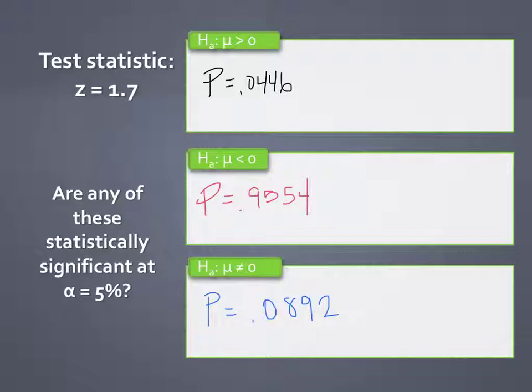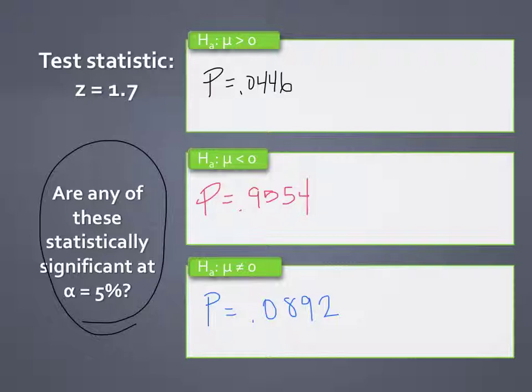Let's go back to the calculations we did earlier just to wrap this up. We had a test statistic of 1.7. We have in our first scenario an alternative hypothesis that our mean is in the greater than direction. We found our p-value using table A, looking at the appropriate shaded area under a curve. The question here is, are any of these statistically significant at alpha equal to 5%?